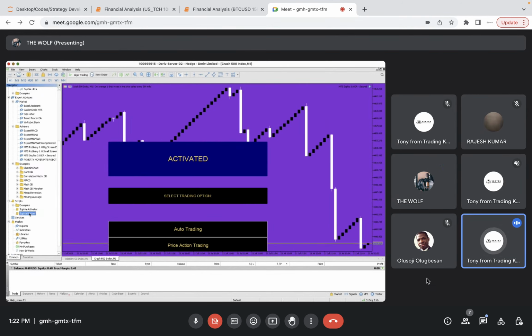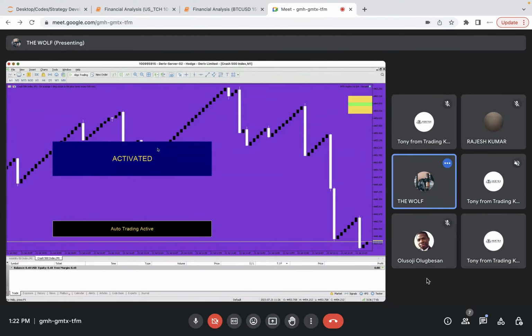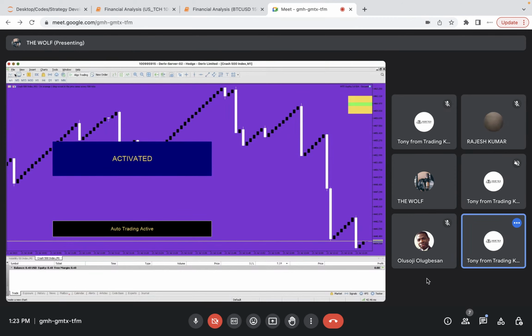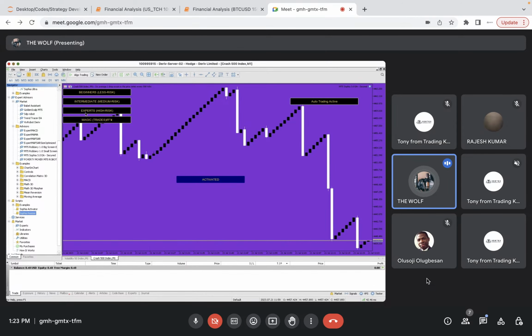Okay. So, which would you go for? Auto trading, right? You can click on automated trading. Have you clicked on automated trading? Now, open up the navigator and click on the Auto Resizer and double tap the auto trade resizer. Okay. Select beginners.